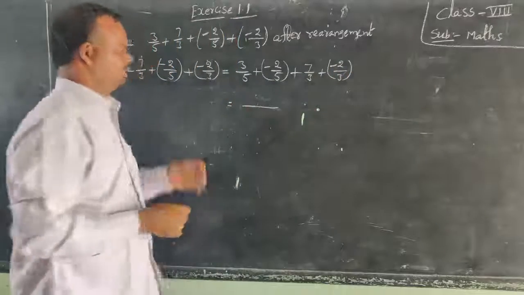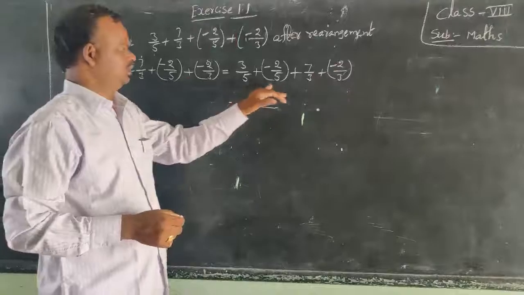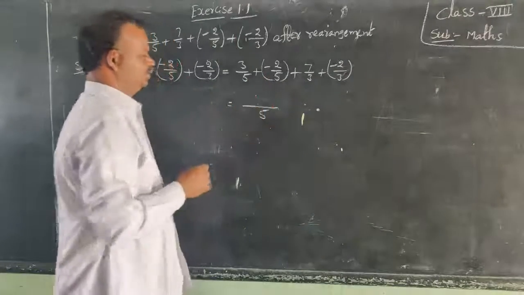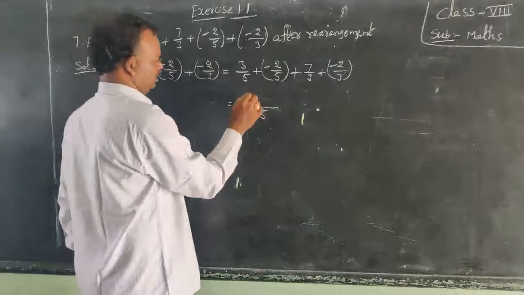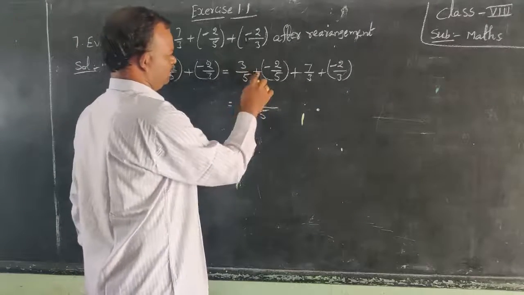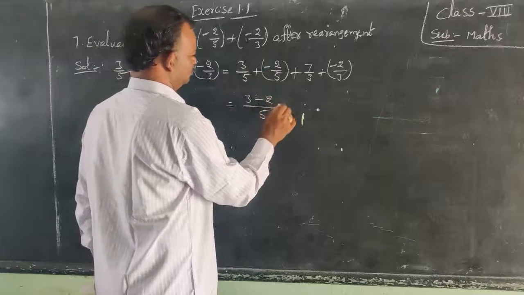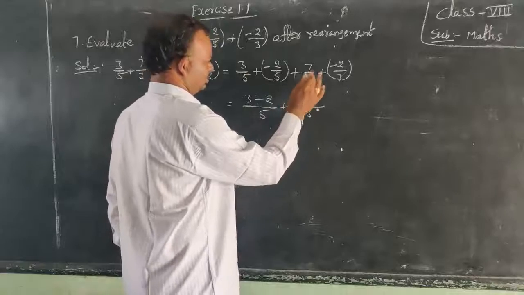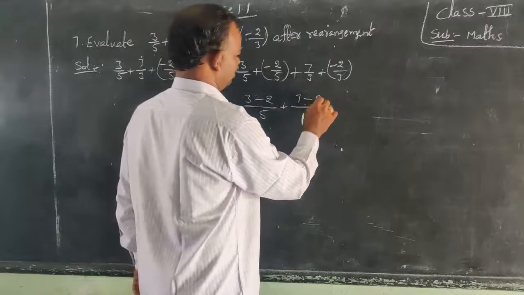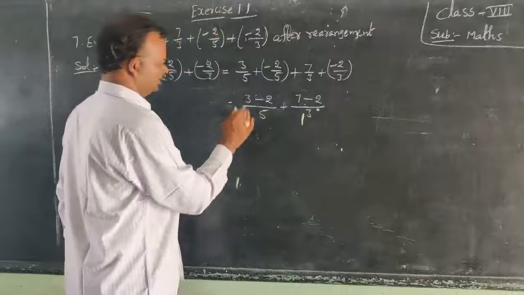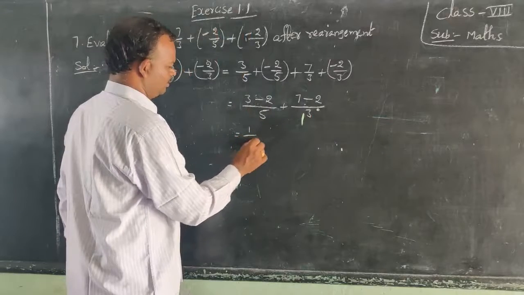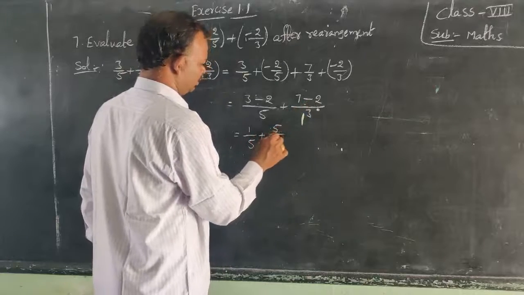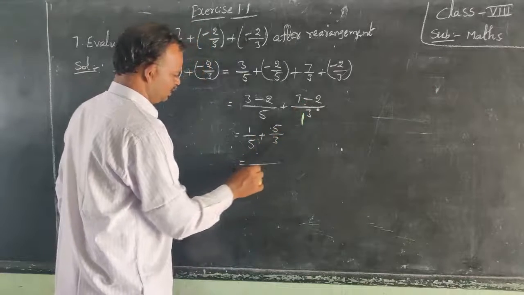Now take the LCM for the two values. Here 5, 5. Both values are 5. So LCM is 5. The numerator values are 3 plus into minus, minus 2. Plus here LCM is 3. The numerators are 7 plus into minus, minus 2. 3 minus 2 is 1 by 5 plus 7 minus 2 is 5 by 3. Take LCM.